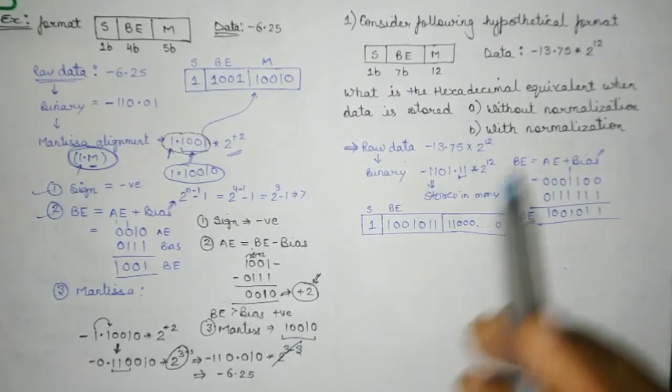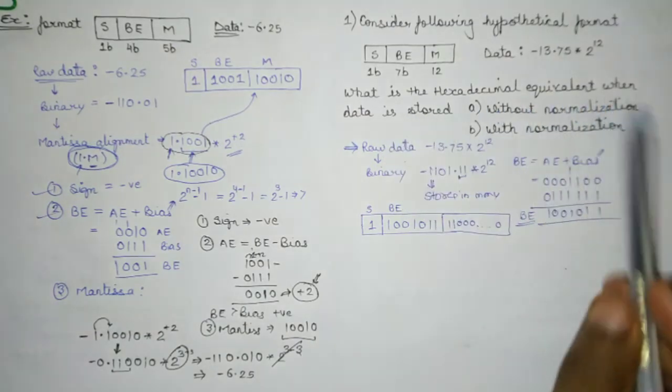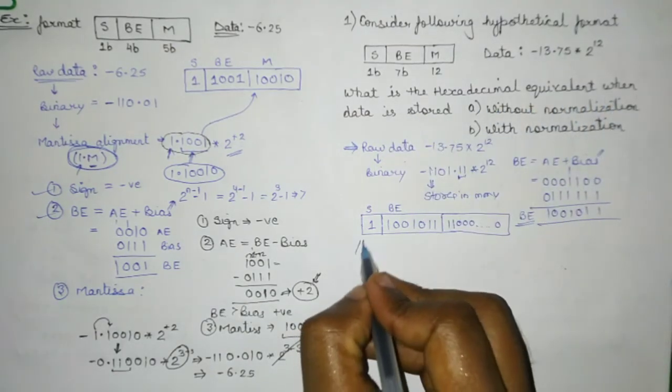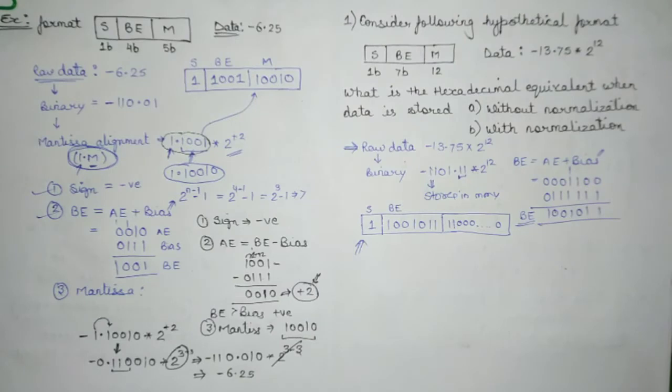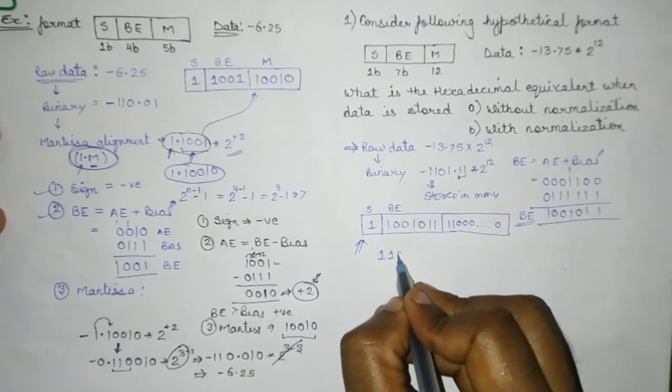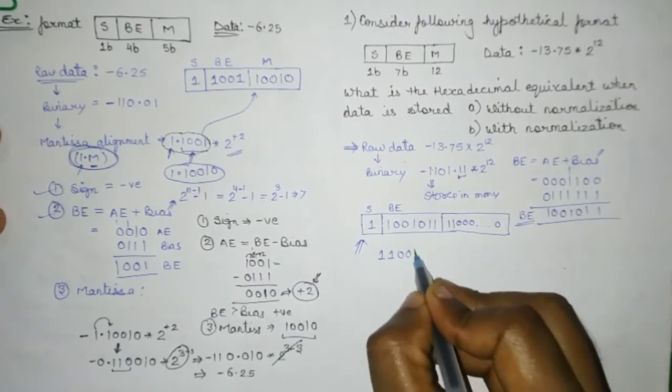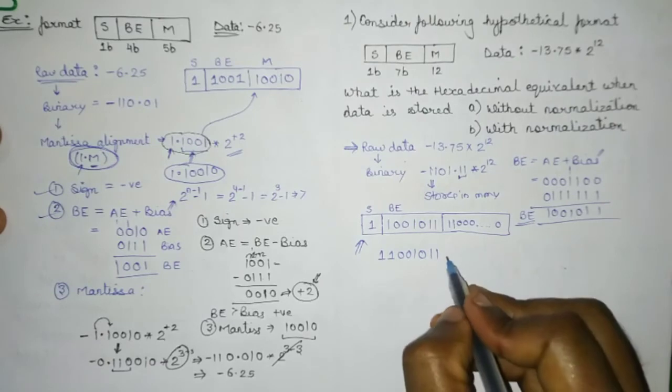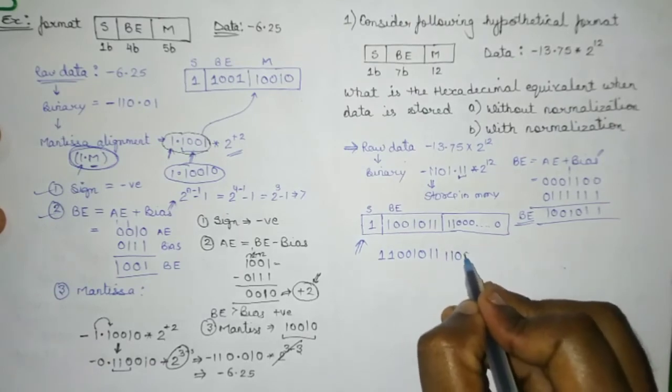Now what they are asking is the hexadecimal equivalent. So just convert this value into hexadecimal. I'm writing it down in a proper binary format: 1 sign bit, then 1001011, and then 1100.